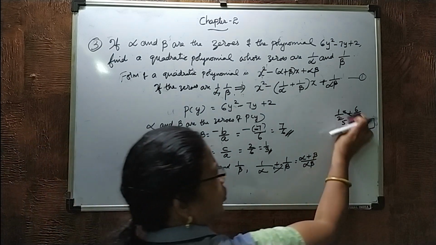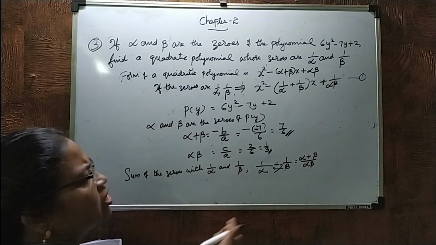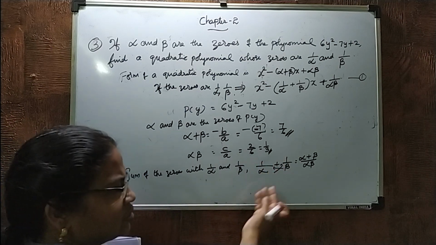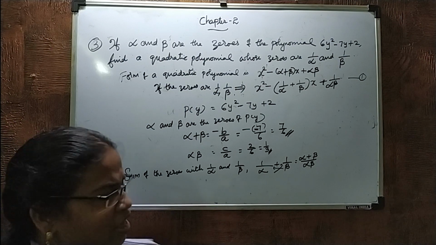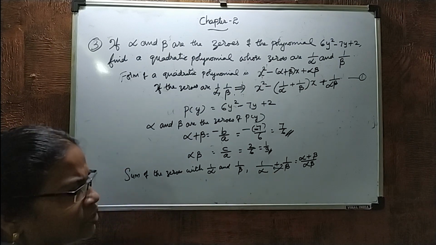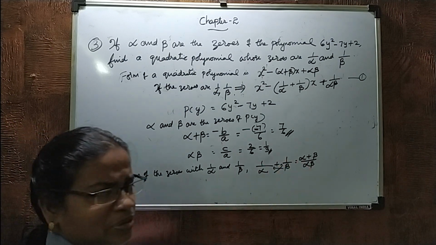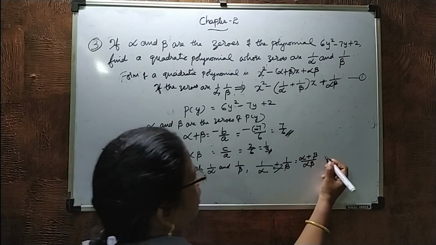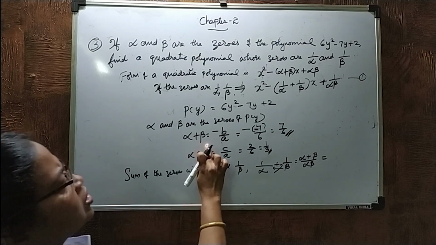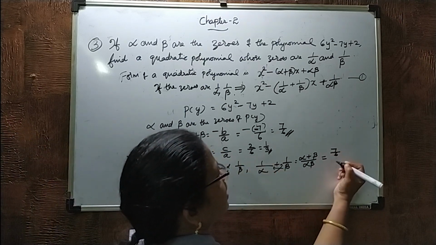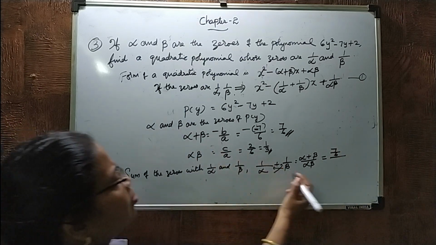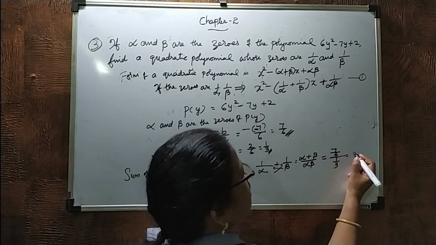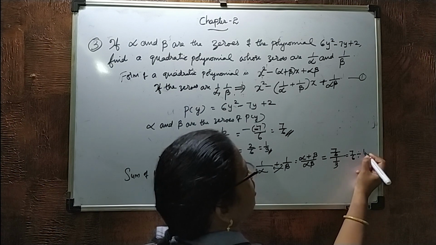So same way we are doing here. It is cross multiplication: 1 into beta, beta, 1 into alpha, alpha, divided by alpha beta multiplication in the denominator. So it is beta plus alpha and alpha plus beta, both are same. So alpha plus beta divided by alpha beta. It is given that alpha plus beta is 7 by 6, divided by alpha beta, which is 1 by 3. So it will be 7 by 6 divided by 1 by 3.